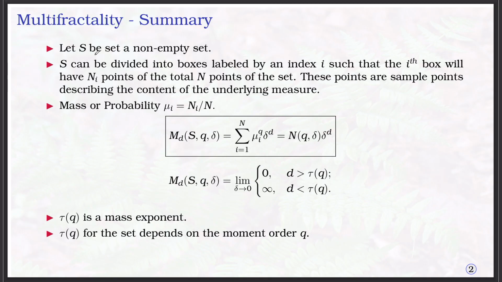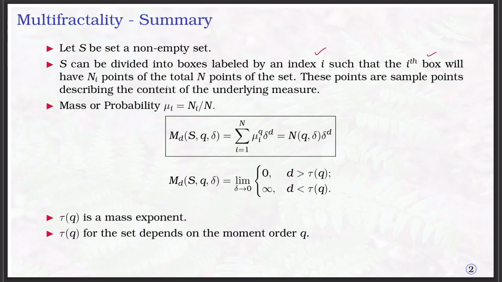Let S be a non-empty set. S can be divided into boxes labeled by an index i. We are dividing S into a number of boxes, and each box is labeled by the index i, such that the ith box will have ni number of points. That means we can call it the density of the ith box divided by the total density of the object, that is the ni points of the total n points of the set.